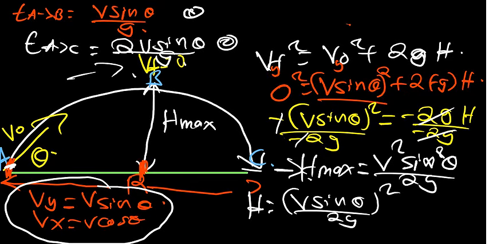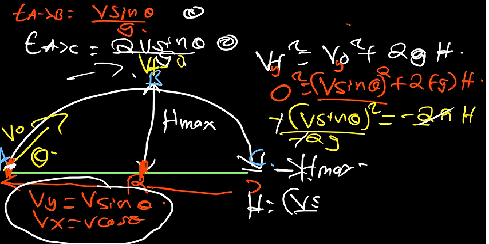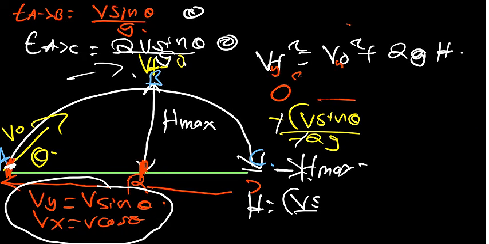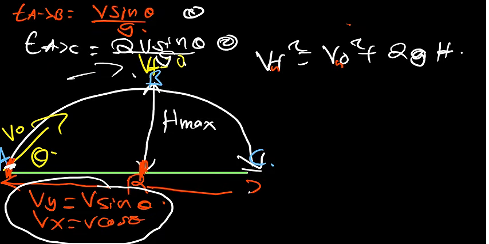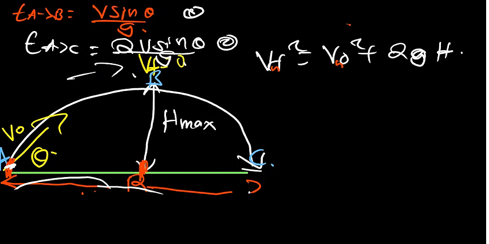Yes, sir. Are you okay from this point here? We want to find the maximum height. To find the maximum height, we do know that we're talking about the Vy, the motion in the y direction. So the final velocity at this point is 0. So I'm going to replace this one with 0 squared.